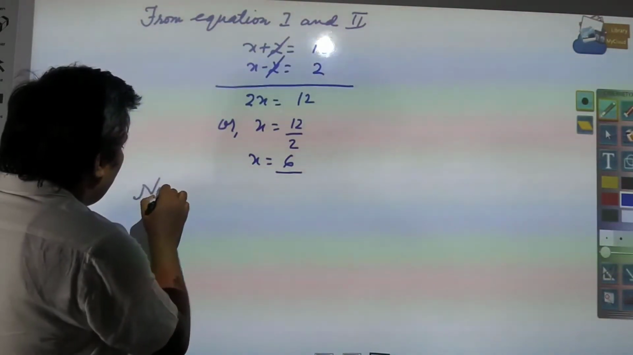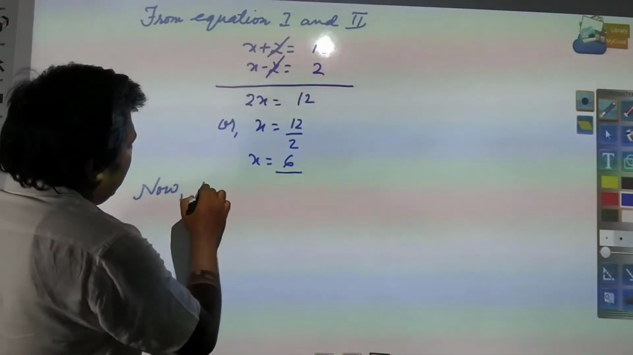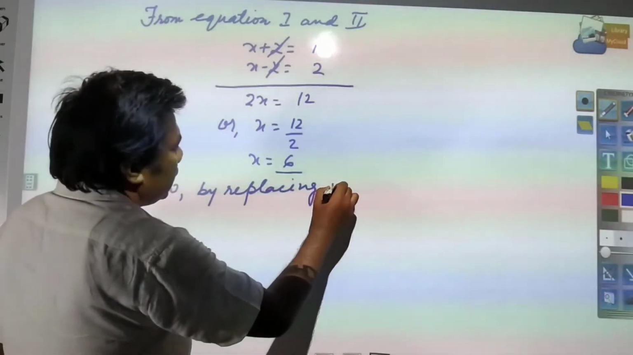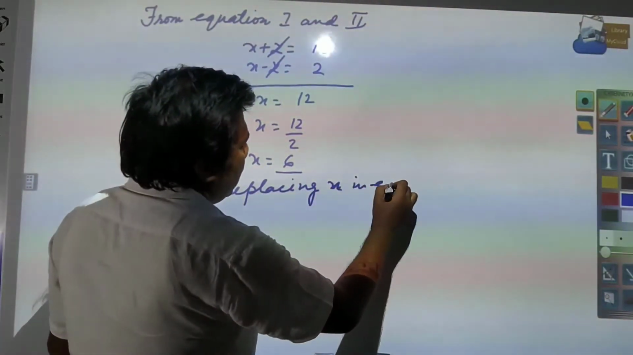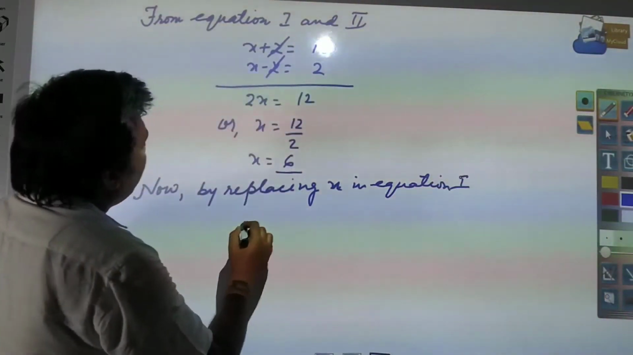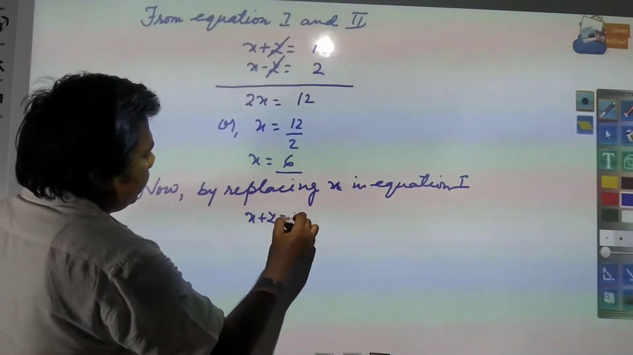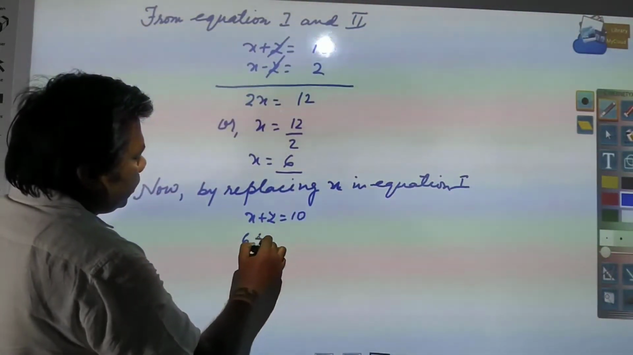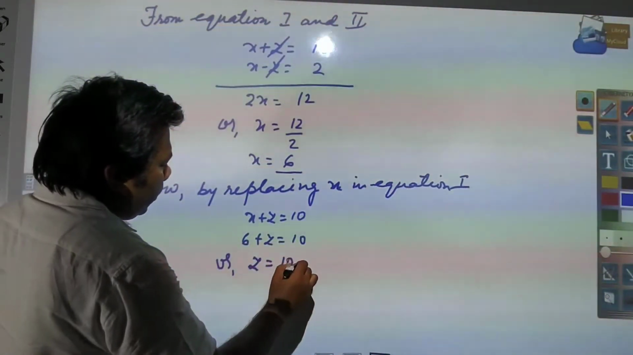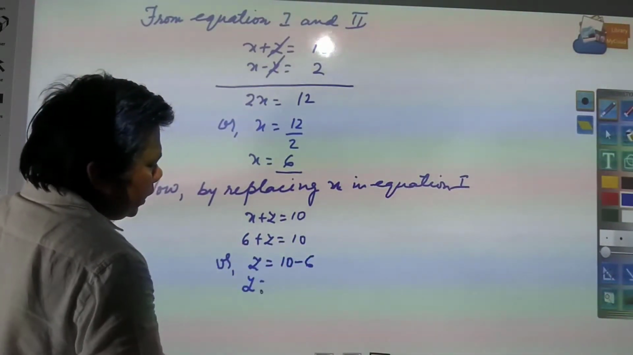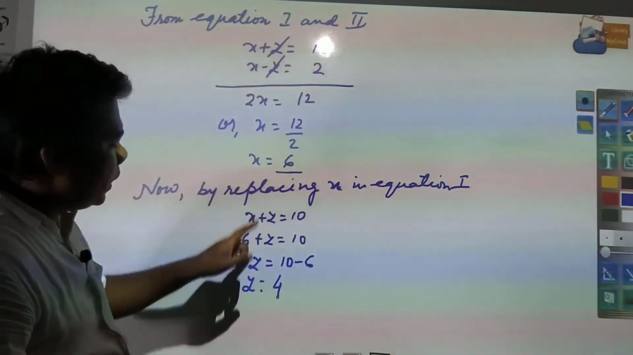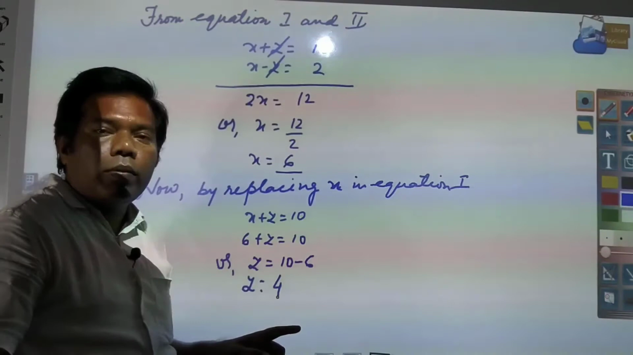Now by replacing x in equation 1, what we will get? x plus y is equal to 10, and hence 6 plus y is equal to 10, or y will be equal to 10 minus 6, it means y is equal to 4. So finally we have got x is equal to 6 and y is equal to 4.